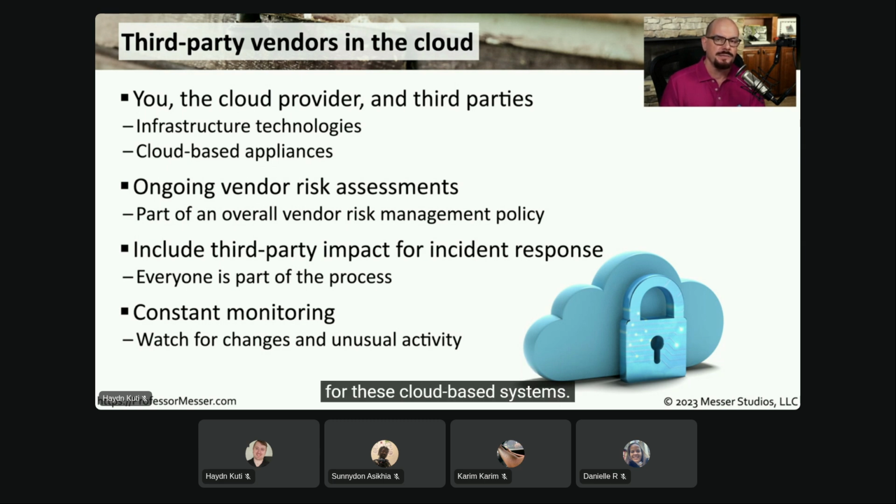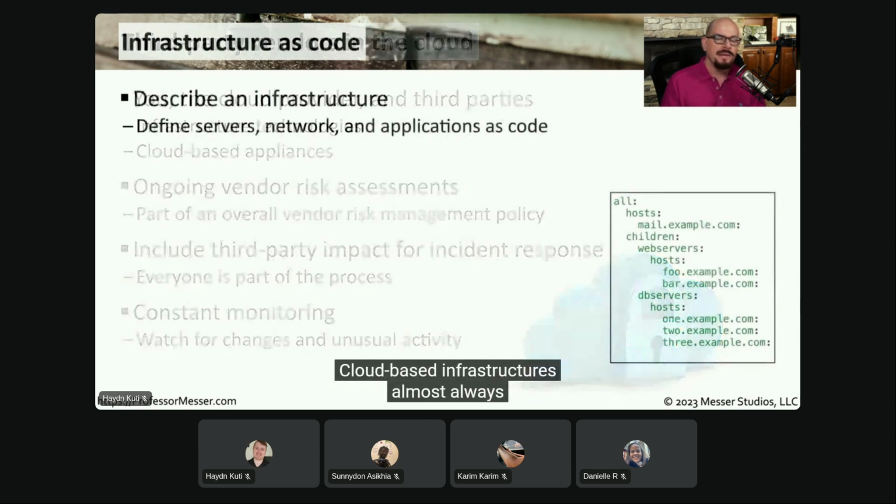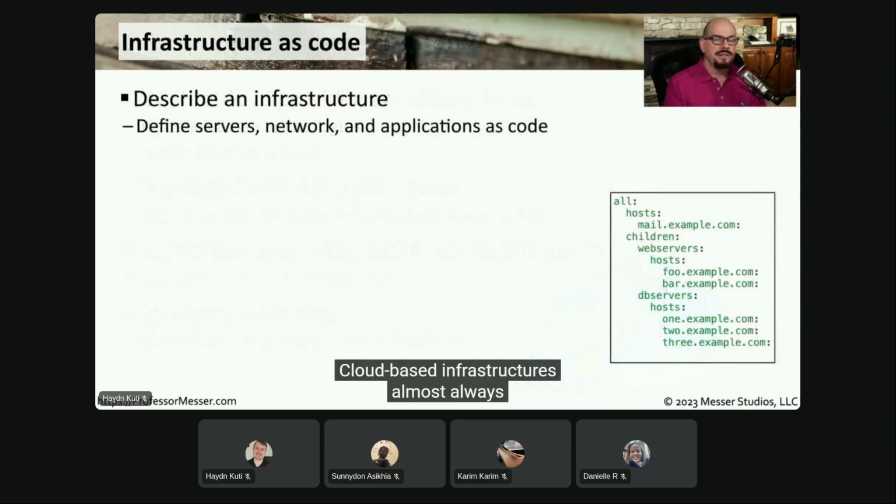these cloud-based systems. Cloud-based infrastructures almost always require some type of infrastructure as code. This is a way to describe an application instance or a portion of the infrastructure in the cloud, but you're defining it as code rather than defining it as a particular piece of hardware. For example, your infrastructure as code may define what hosts need to be built, the type of web servers that are running on these hosts, and database servers that would also be used for this infrastructure.